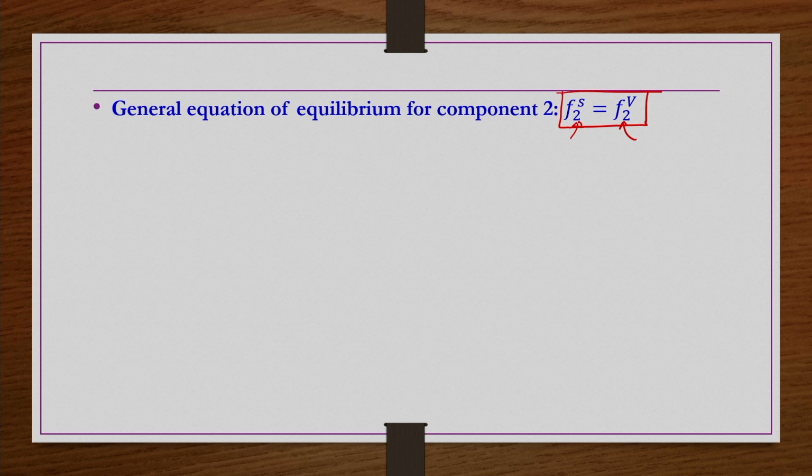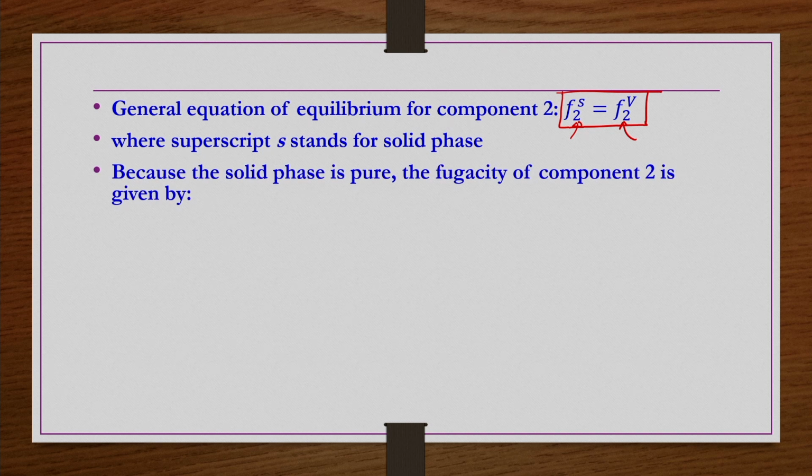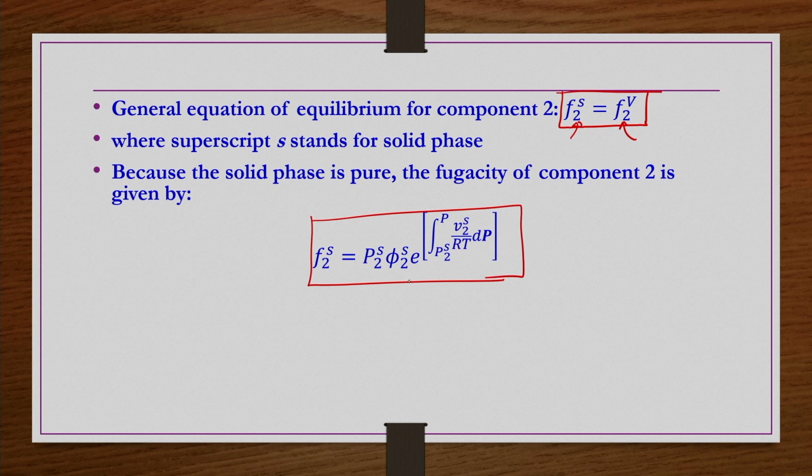That should be the equilibrium relation, where superscript S stands for solid phase or condensed phase. Because the solid phase is pure, the fugacity of component 2 is given by F2S is equal to P2S phi 2S exponential of the integral V2S by RT dP. The integration is from P2S to P. This we have derived in one of the earlier lectures in week 2, in lecture number 4, and we have utilized this expression several times in between. So, we are not going into the derivation of this expression.